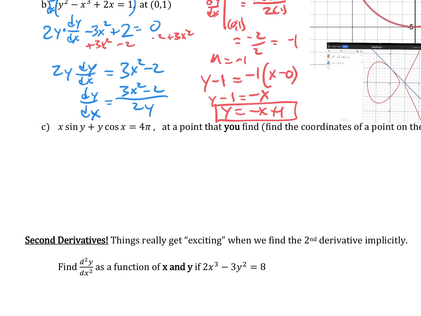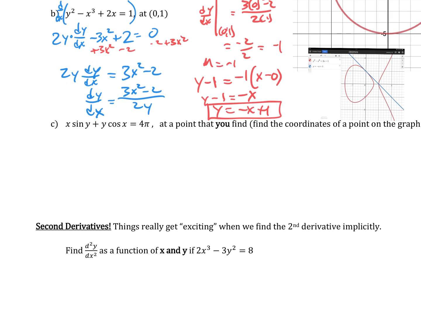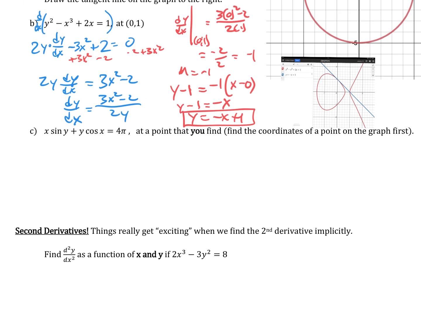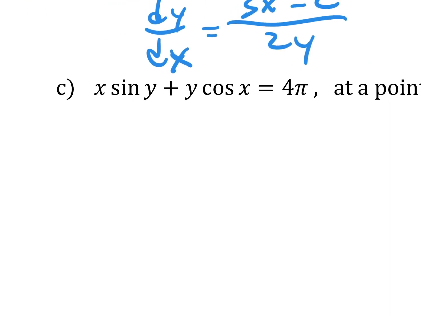All right. So let's take this function and let's find the derivative. Now, directions say find it at a point that you find. Find the coordinates of a point on the graph first, okay? So, well, we need to find a point on the graph maybe. What happens when x is 0? So we try an easy one.